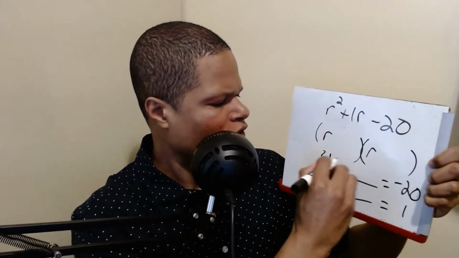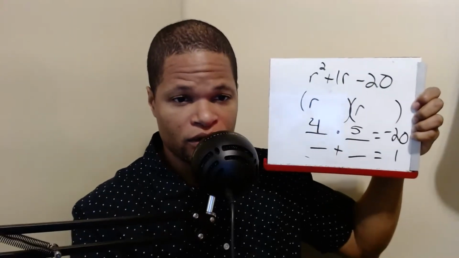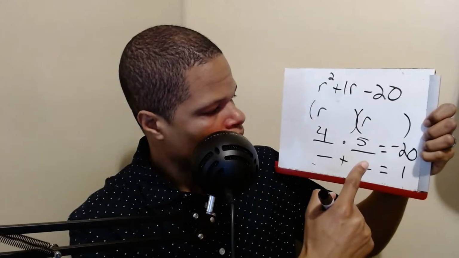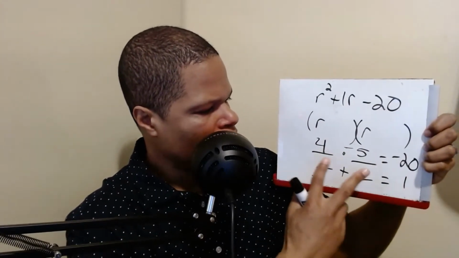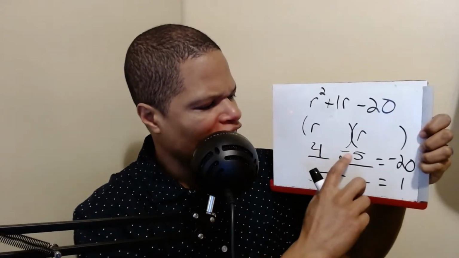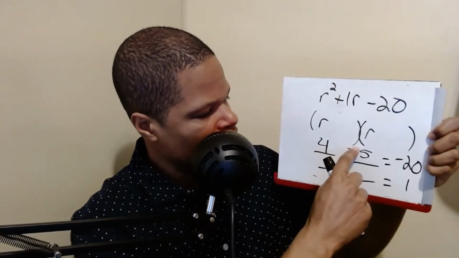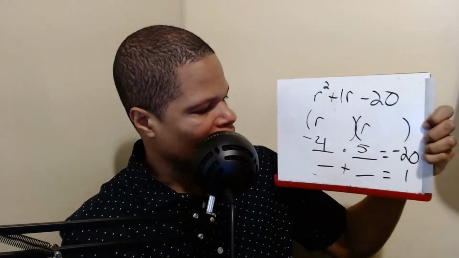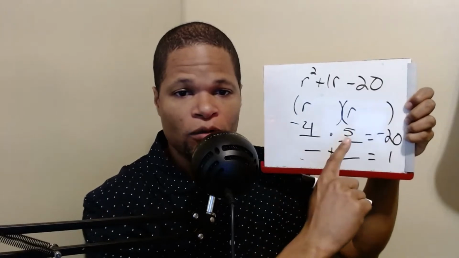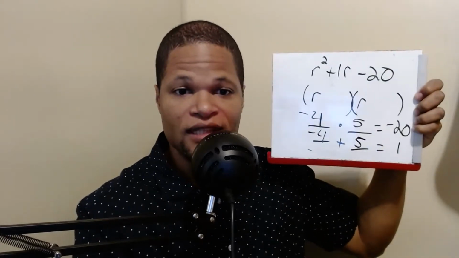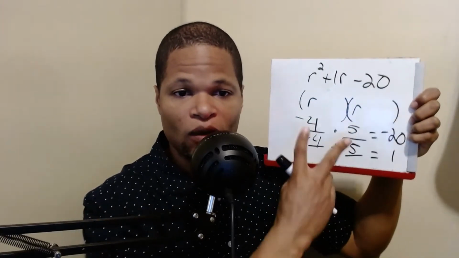What about 4 times 5? 4 times 5 gives me 20, but it needs to be negative 20. What can we do? Well, maybe if we made it a positive 4 and a negative 5. If I add 4 plus a negative 5, that equals negative 1. So the easy fix is change the number that had the negative sign. A negative 4 times 5 equals a negative 20 as well. But guess what? Negative 4 plus positive 5 does add to a positive 1. So that's my winning combination.